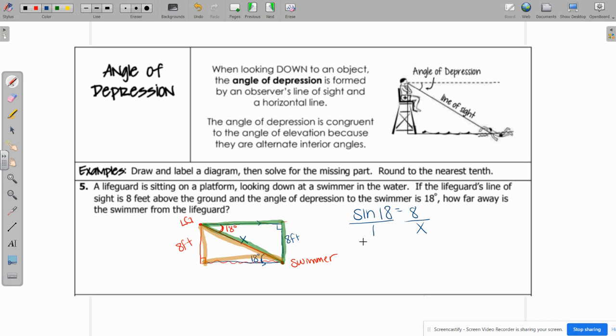So I can put the sine of 18 over 1 and use our cross products. 8 times 1 is 8. X times the sine of 18. So to isolate x, we'd want to divide both sides by the sine of 18. And then we'd have to use our calculator to do 8 divided by the sine of 18. And when I type that in, I get approximately 25.9 feet. So that is the distance between the swimmer and the lifeguard.